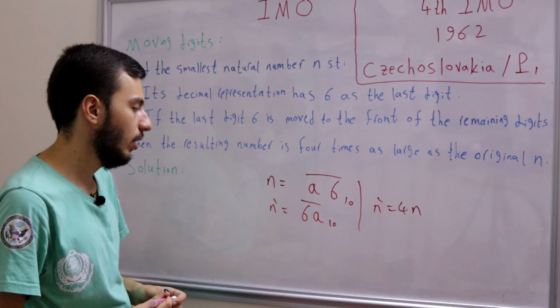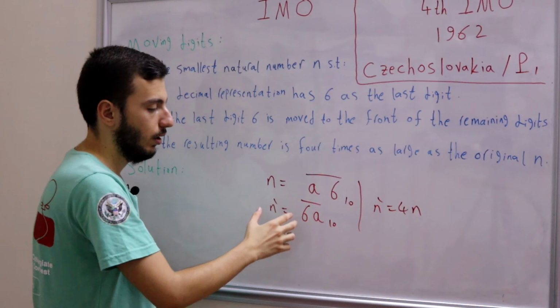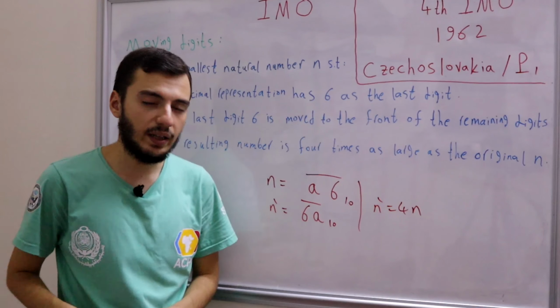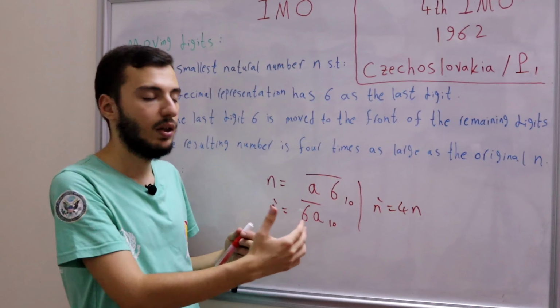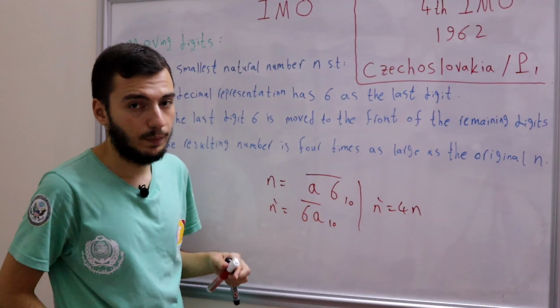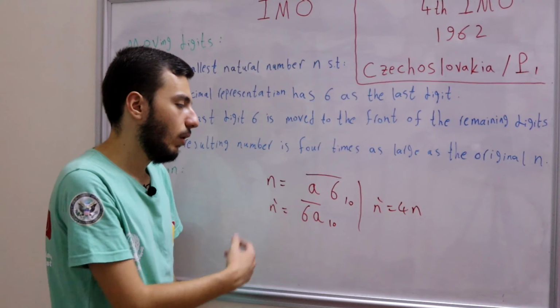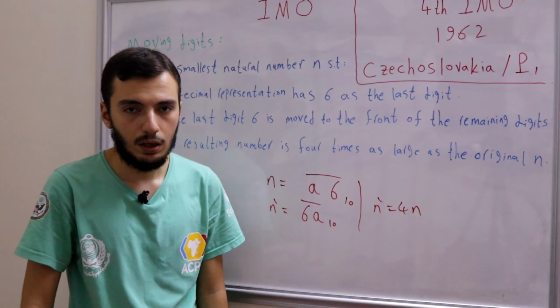First of all, we will express n using a and 6, and the same for n prime. But to do that, we need to find another variable, which is the length of n. What is the number of digits of n? Let's say it's k. We just assume that it's k, and now we can express everything easily.